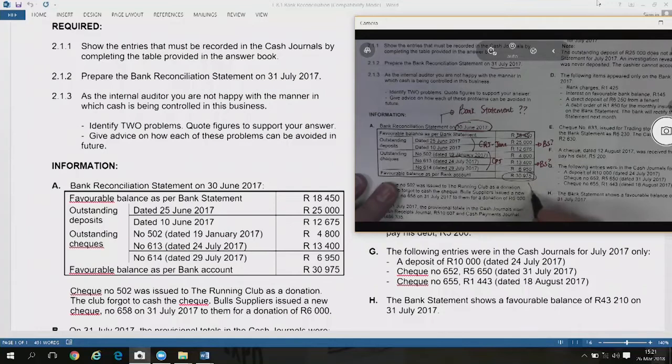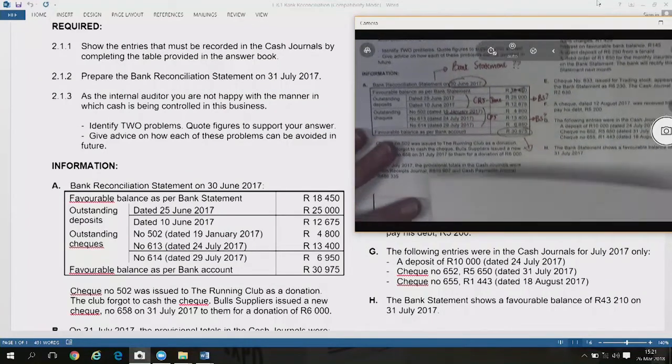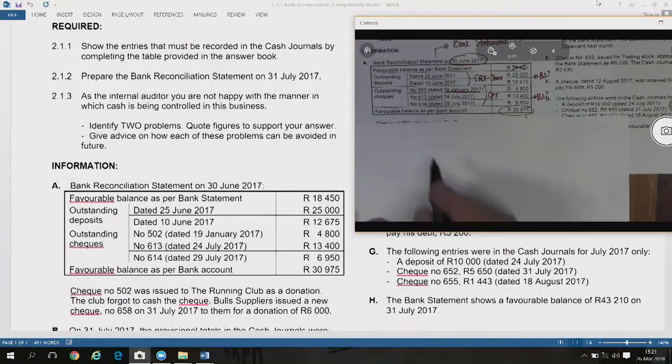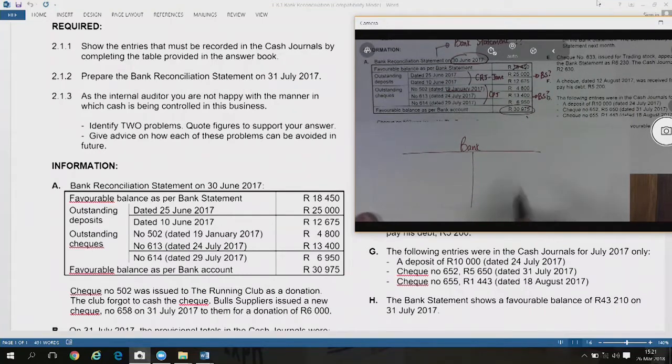And this one we are going to start a bank account. So that last one, you're going to do a bank account, and you're going to say, they say favorable balance. So you will say July 2017, the first, because that was the 30th of June, balance brought down 30975. That is what you do with that balance.